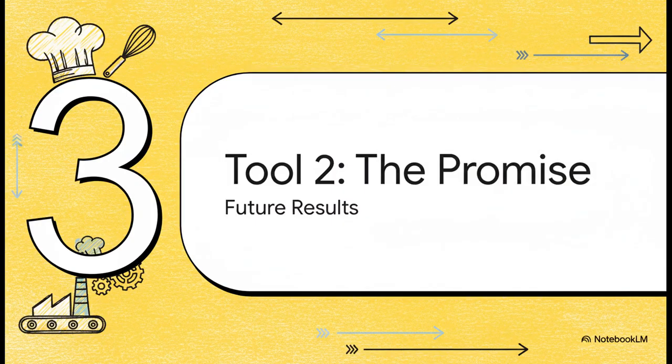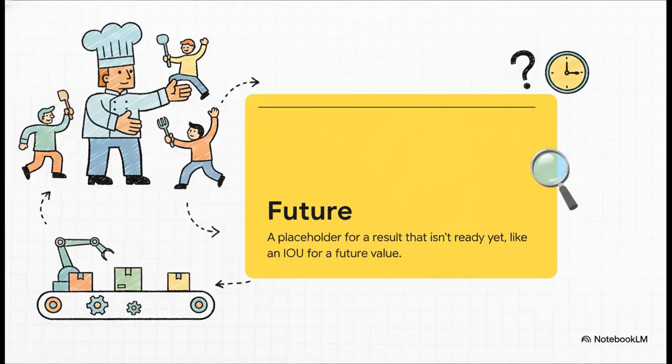Okay, tool number 2. This one tackles a whole different but super common headache. What do you do when you need the answer from a task, but that task isn't even done yet? The answer is a really cool pattern called a future. Now, the best way to think about a future is like an IOU, or maybe a claim check ticket. When you ask your program to go calculate something, instead of waiting for the answer, you get this future back immediately. It's a placeholder, a promise that the result is coming.